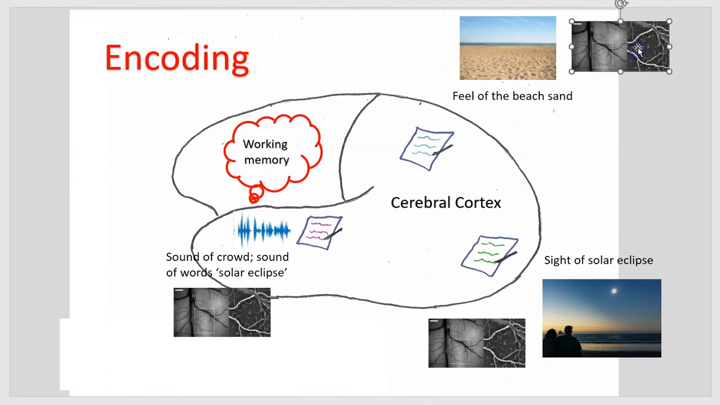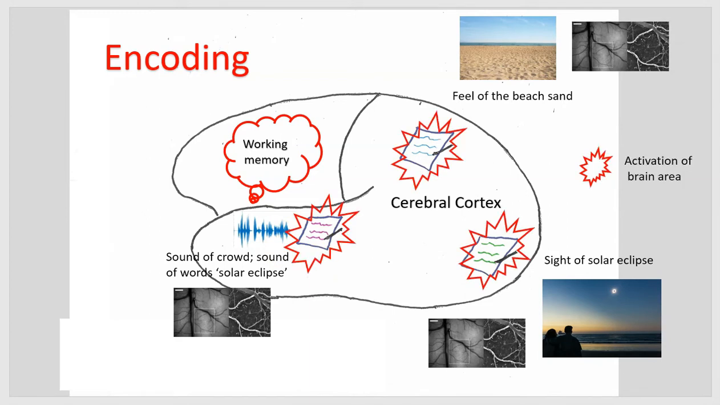So I've put this little picture here to remind us that in the brain at that location, we're going to have a certain pattern of activity in the cells at that location that represents the feel of the sand. The pattern down here in the visual cortex represents the sight of the event. And the pattern of activity in the auditory cortex represents the particular acoustic qualities of the scene, of the learning event.